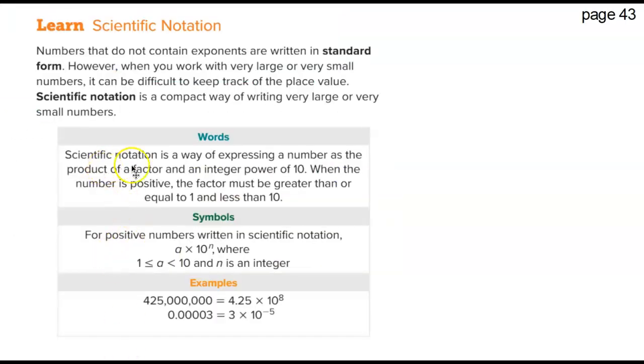Scientific notation is a way of expressing a number as the product of a factor and an integer power of 10. When the number is positive, the factor must be greater than or equal to 1 and less than 10. In proper scientific notation, there will be one integer to the left of the decimal. You can have nothing to the right of the decimal, or you can have 1, 2, or more numbers to the right of the decimal, but there will always only be one number to the left of the decimal. This would indicate a very large number. This one indicates a very small number.